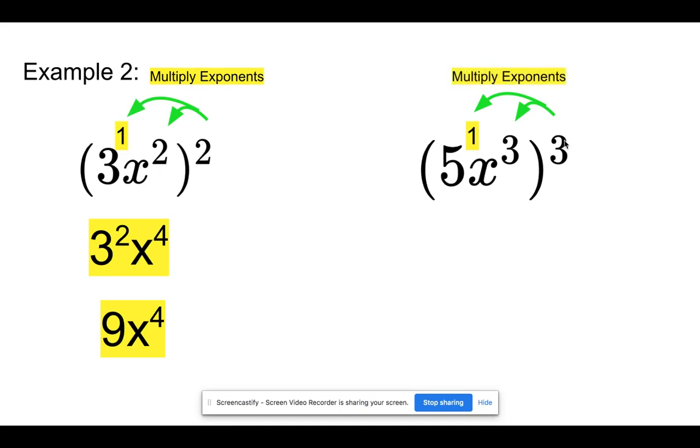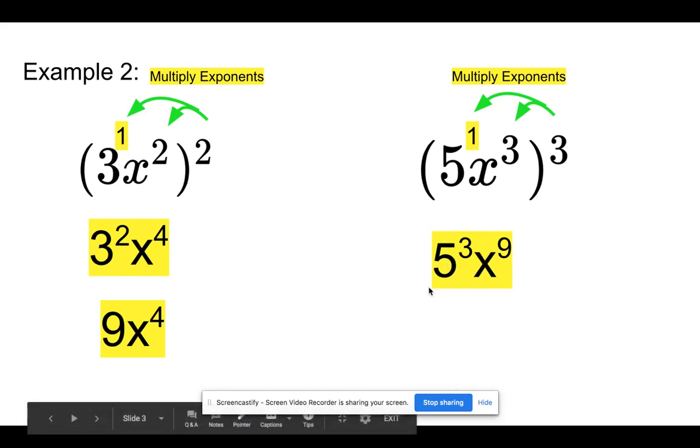So what that would look like is it will be 5 cubed, because 3 times 1 is 3, and x to the 9th, because 3 times 3 is 9. So again, it is a little bit confusing. There's a lot going on. But again, you want to focus on making sure you're multiplying the exponents and keeping the bases.